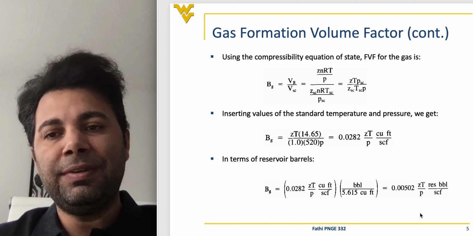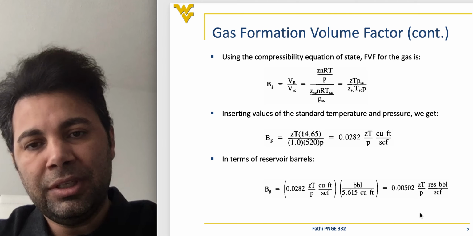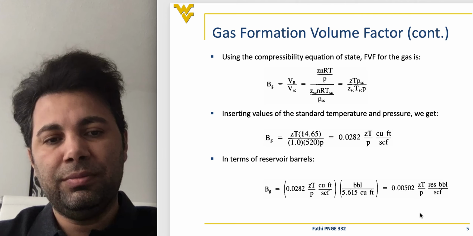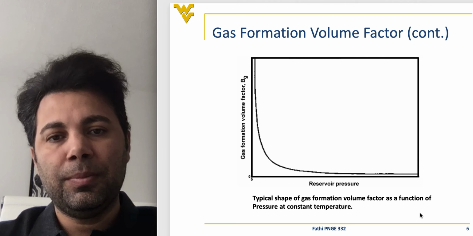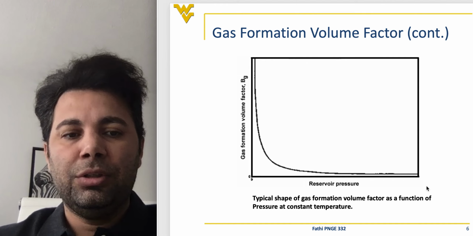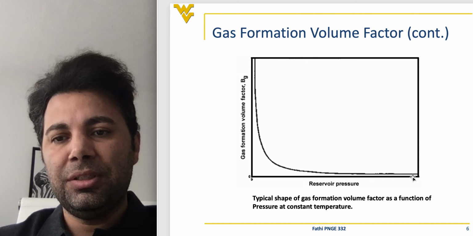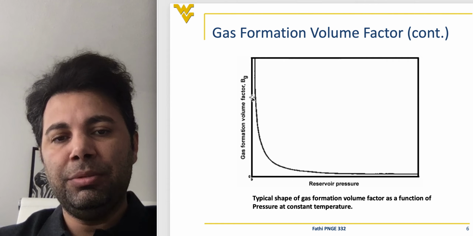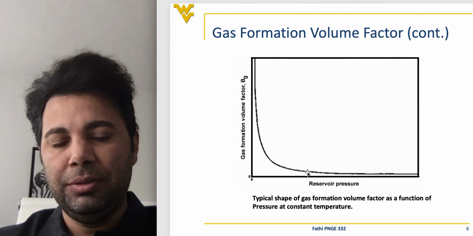So finding the Z factor, which was the discussion of the last week, is the major part for the rest of gas properties calculations. So how the BG is changing as a function of pressure. At a high reservoir pressure, the BG is small, okay? And as we go to lower pressure, because of the gas expansion, the BG goes up exponentially, okay?